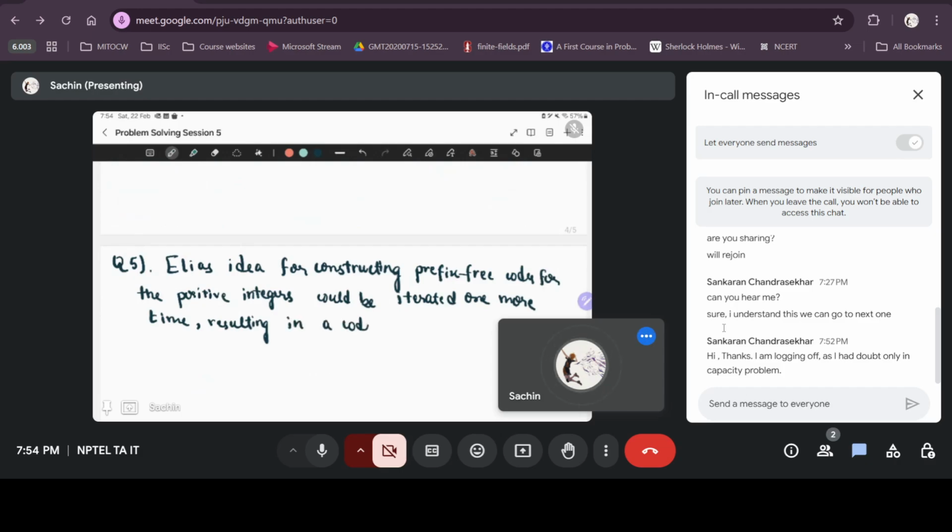resulting in a code B3 of a positive number. Find the smallest n such that B3 is better than B2. That is, L3 of n is less than L2 of n.